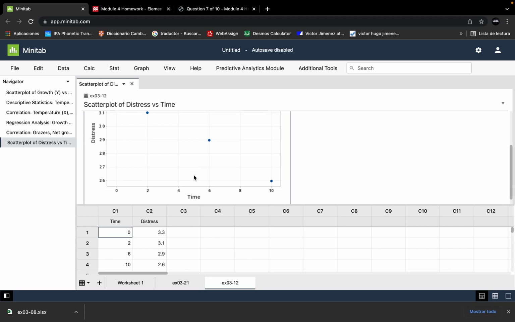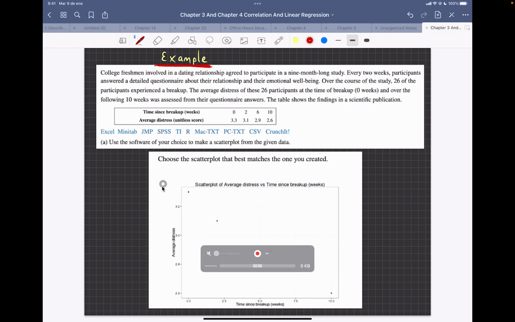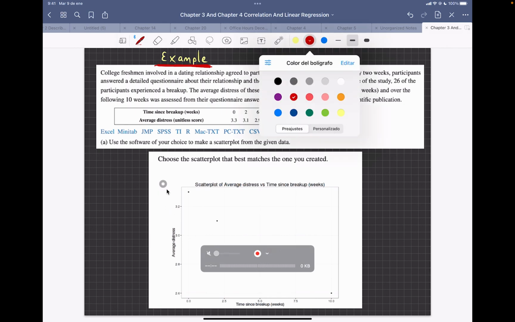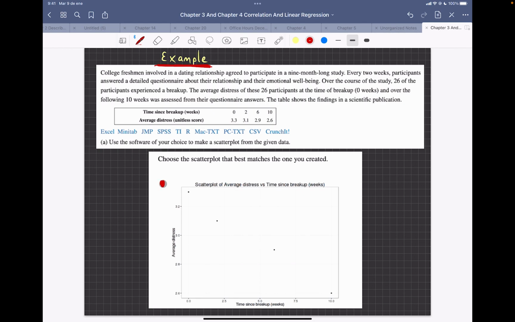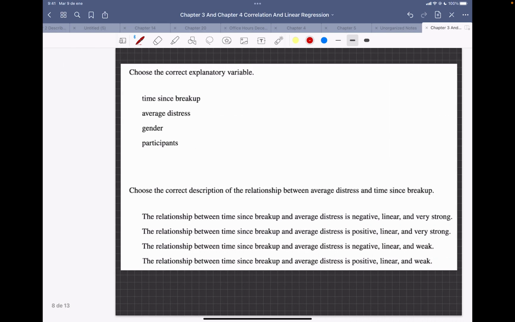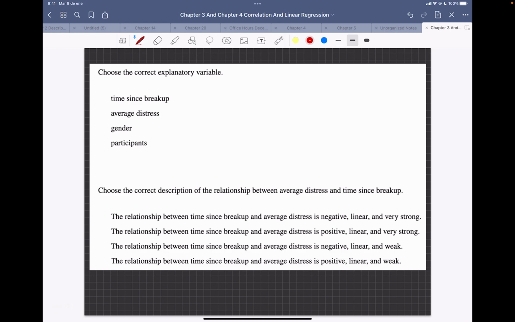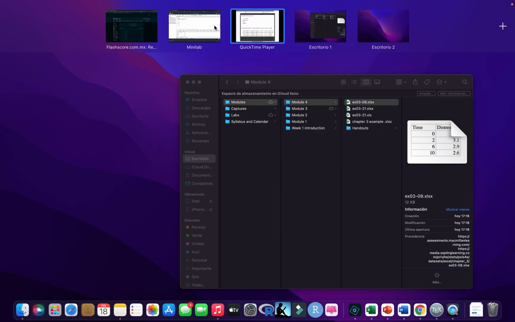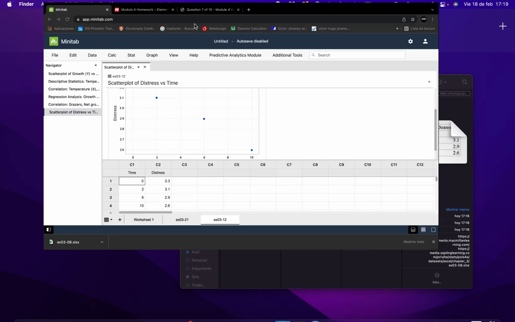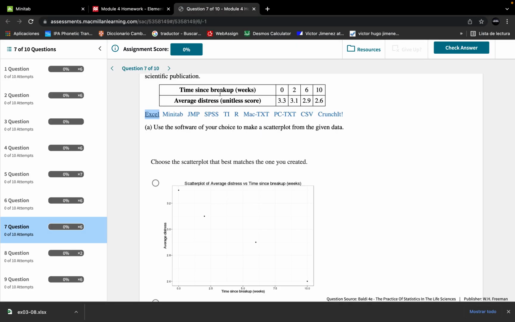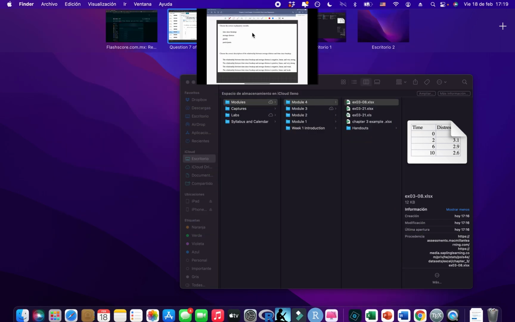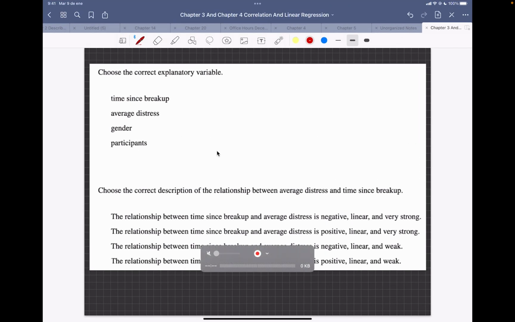So you have to verify what is the one that matches with this one. I have it here in my notes. You see, it's the very first one. So please verify that in your homework. What should be the correct explanatory variable? We said that the x variable was what? Time since breakup. So it has to be that one, yeah, this one. Time since breakup.